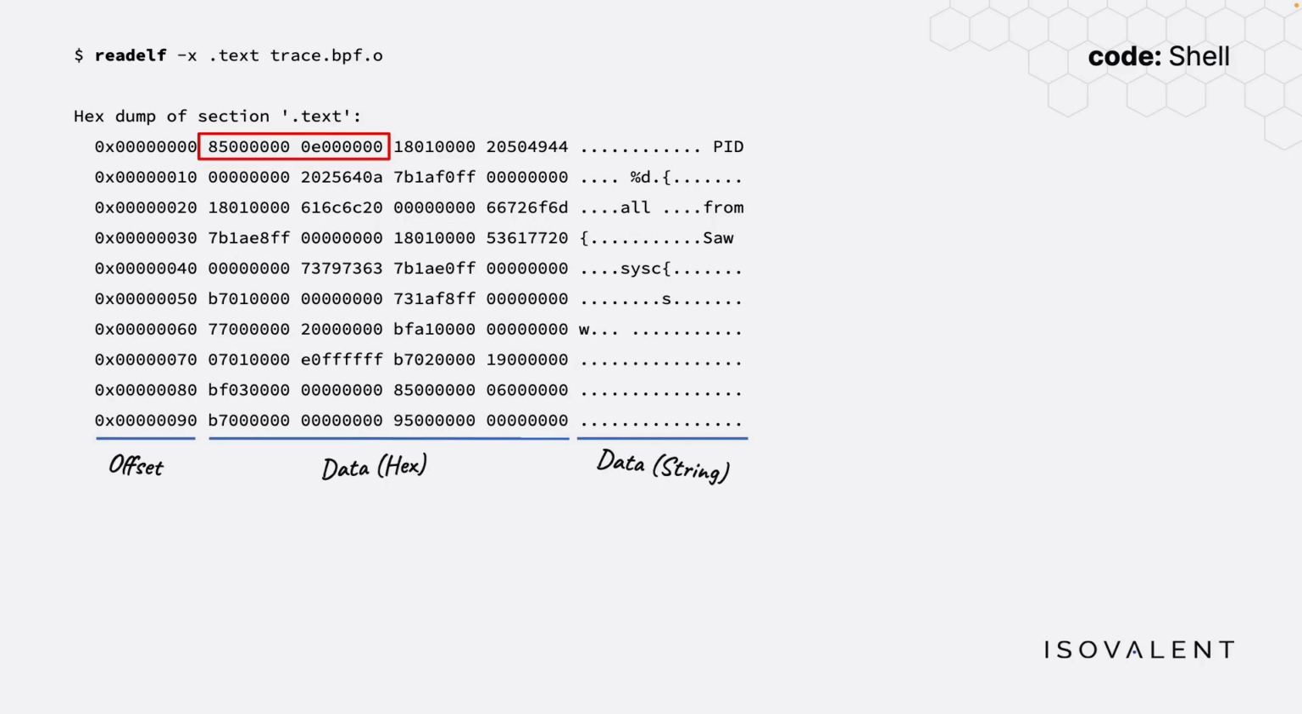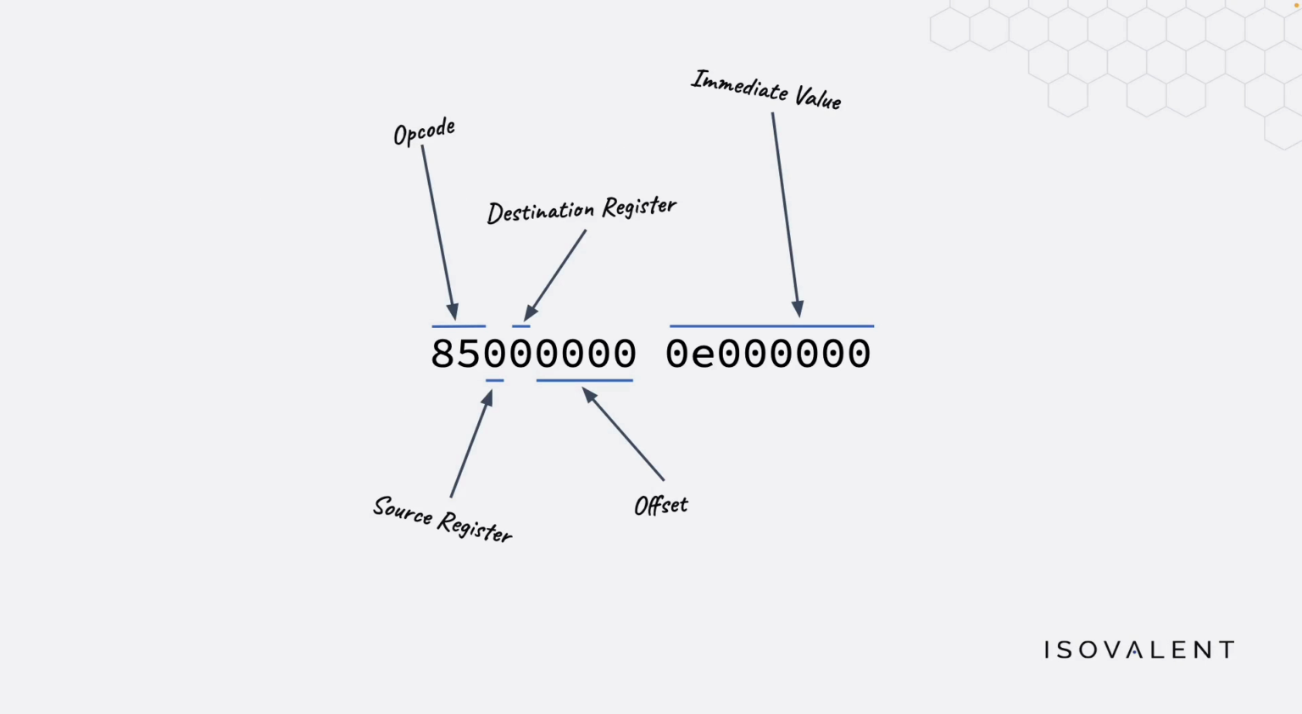So let's read through and try to decode one of these instructions. We're going to take the first 64 bits from the text section, which is the actual compiled code, and take a look at it. So that's what it is: 85, all zeros, and then the second one is a 0E, then all zeros. So what is this doing? Well, it's opcode 85, the source and destination registers and the offset are 0, and we have an immediate value of 0E, and the rest zeros.